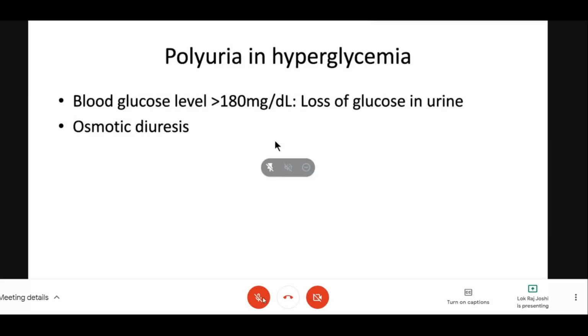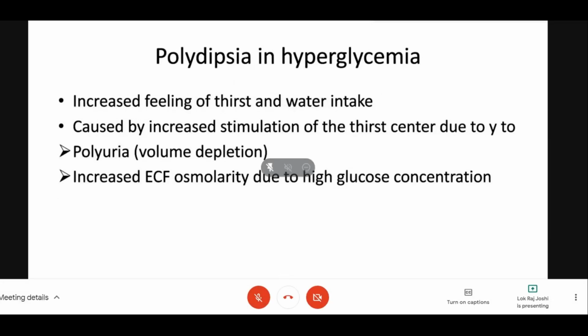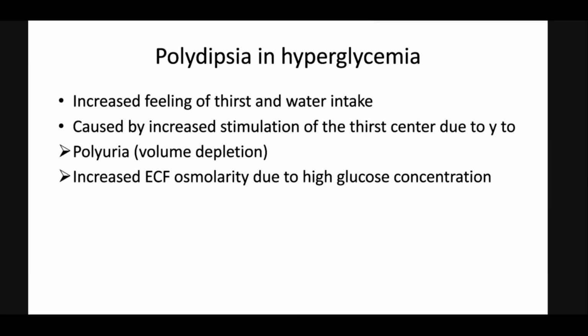I will explain it. Okay, polydipsia, we know the meaning. Now it is caused by increased stimulation of the thirst center due to polyuria, volume depletion. Polyuria means there is excessive loss of water from the body, and there will be a decrease in extracellular volume, and decrease in extracellular volume is one important stimulant of the thirst center. And more importantly, it is increased extracellular fluid osmolarity with hyperglycemia, as we have already mentioned. And that will also stimulate the thirst center that contains the osmoreceptors. Therefore, there will be increased thirst.